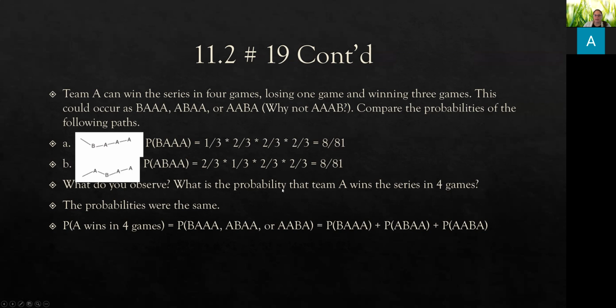The probability that Team A wins the series in 4 games, well, there's 3 different ways that can happen. It can be B-A-A-A, A-B-A-A, or A-A-B-A, and we can use the additive property to split that up. And we know we're going to get 8 out of 81 plus 8 out of 81 plus 8 out of 81, and that'll give me 24 out of 81, and that reduces down to 8/27. Is that okay so far?